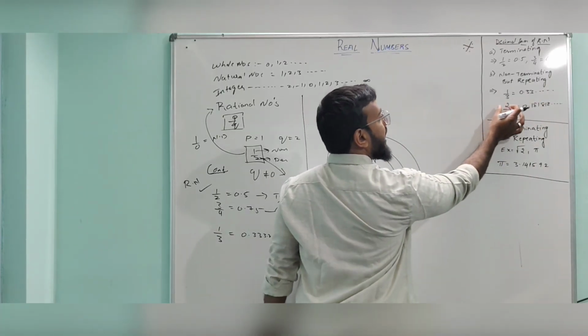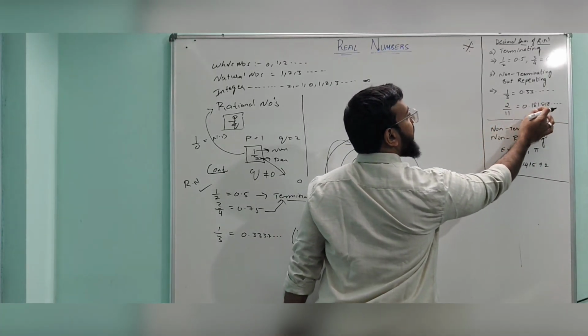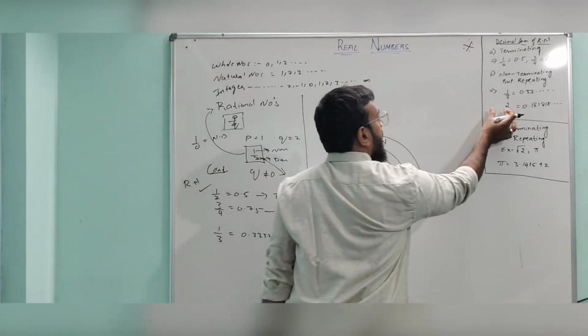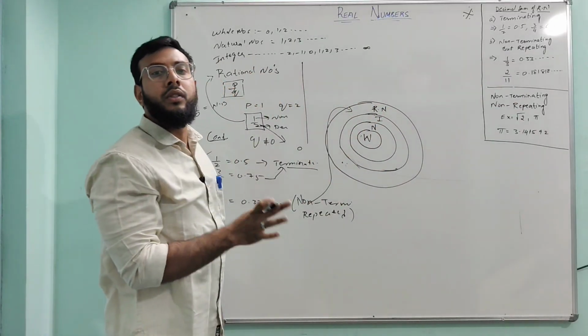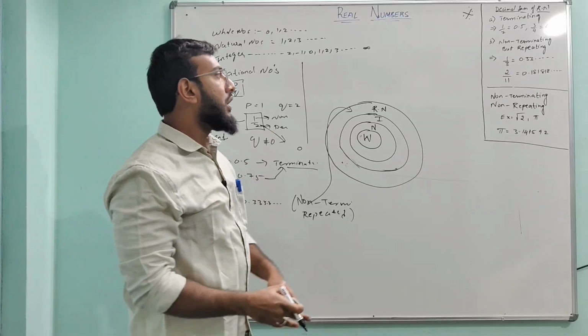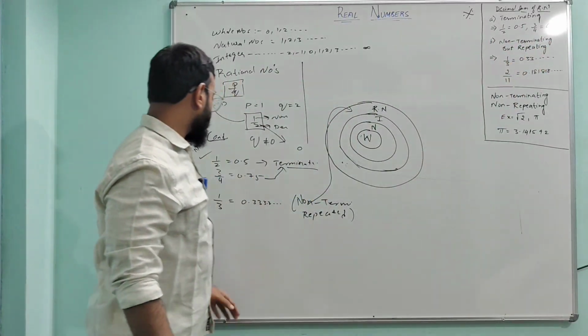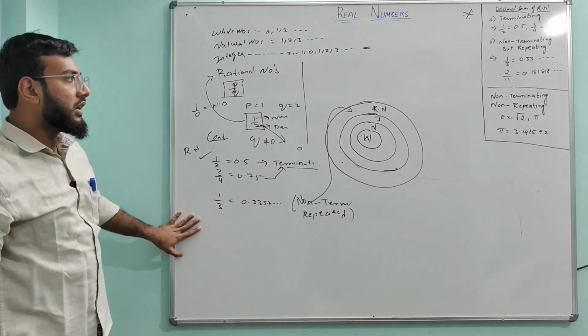I have given an example over here. 2 by 11 is 0.181818, it keeps on repeating 18. Those numbers are also called rational numbers. Non-terminating but repeating. Hope it is clear.